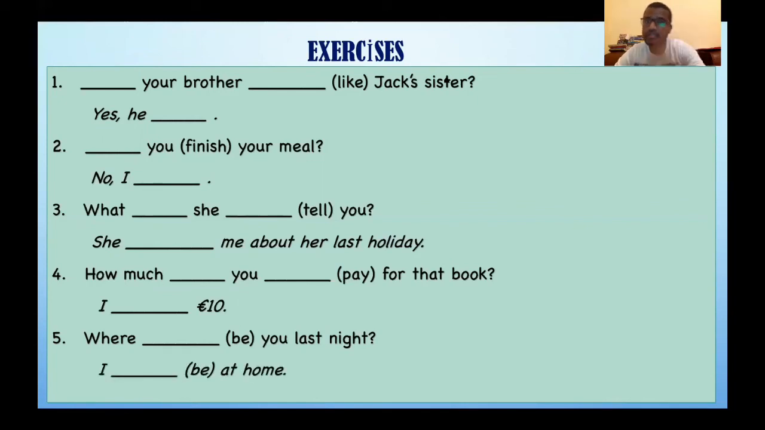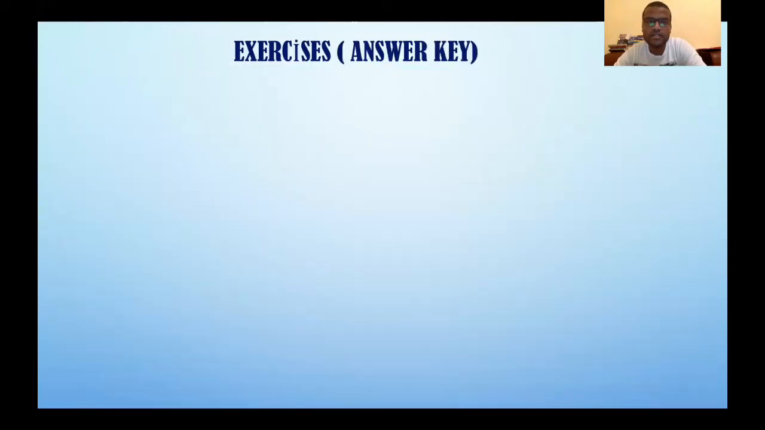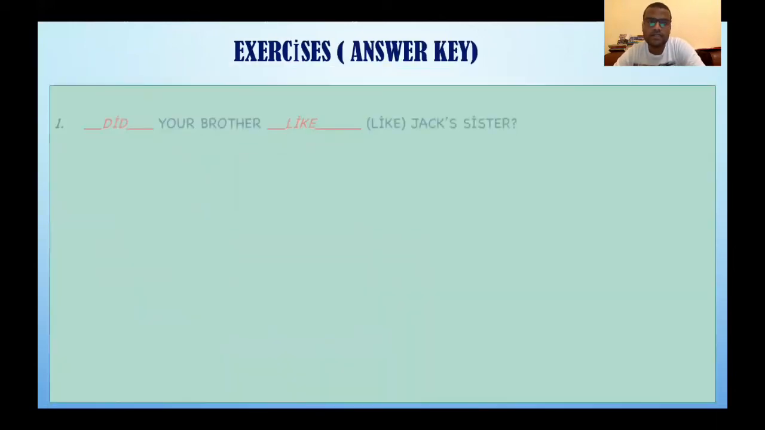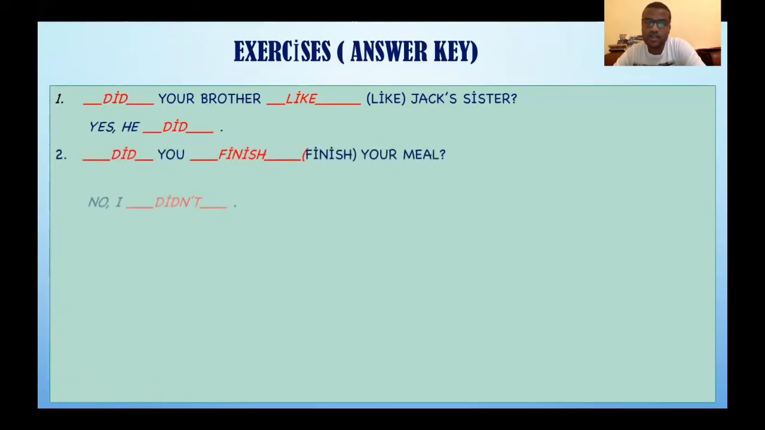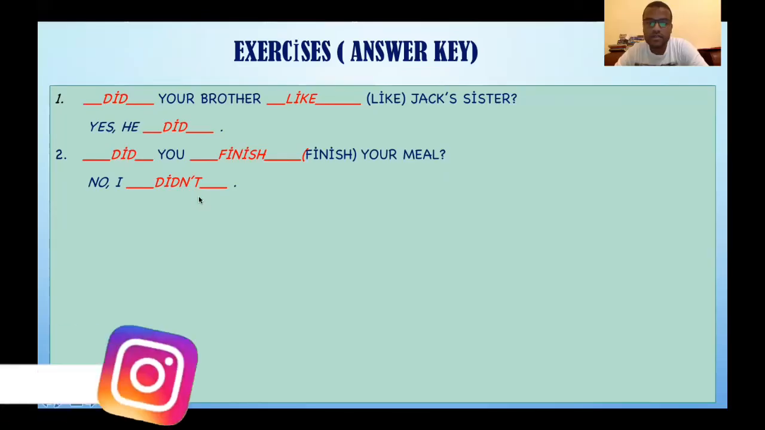So for this exercise, I have here the correction. We have the first one: did your brother like your sister? Yes, he did. Then number 2: did you finish your meal? No, I didn't. The no means that the answer is going to be in negative form. No, I didn't finish my meal.